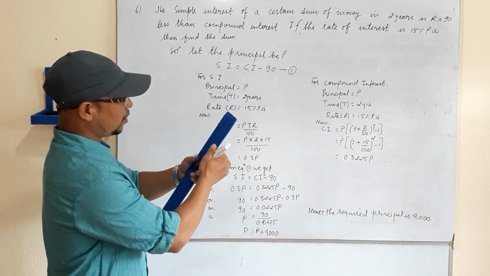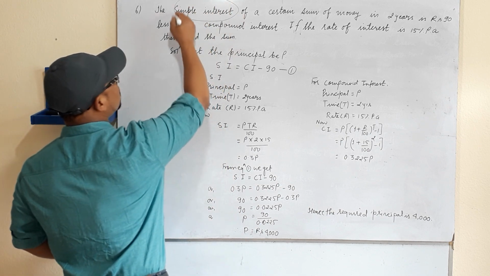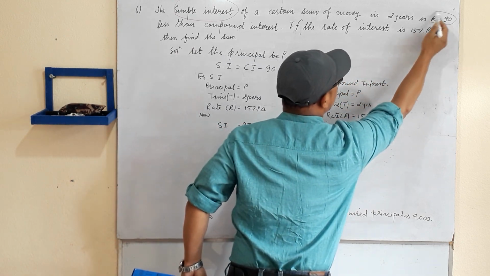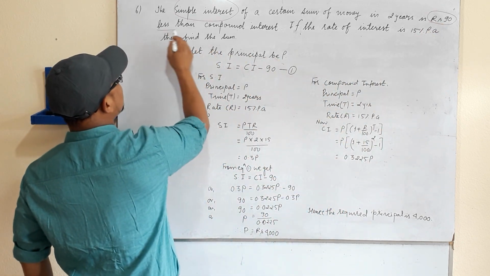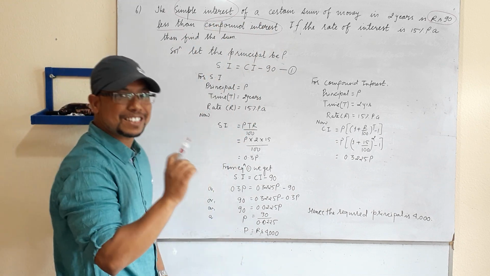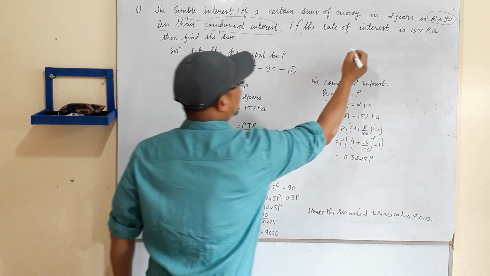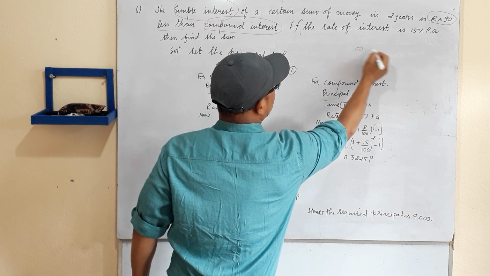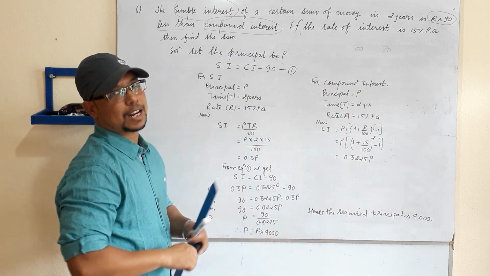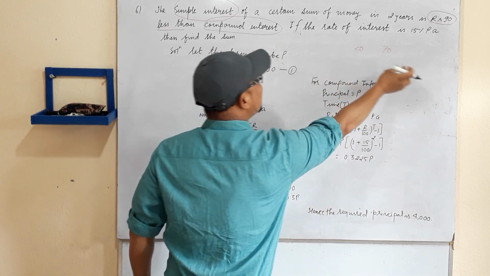The very important part here is that the simple interest is Rs 90 less than compound interest. Now see, let's say there are two numbers, one is 50 and another is 70. This 50 is 20 less than 70.